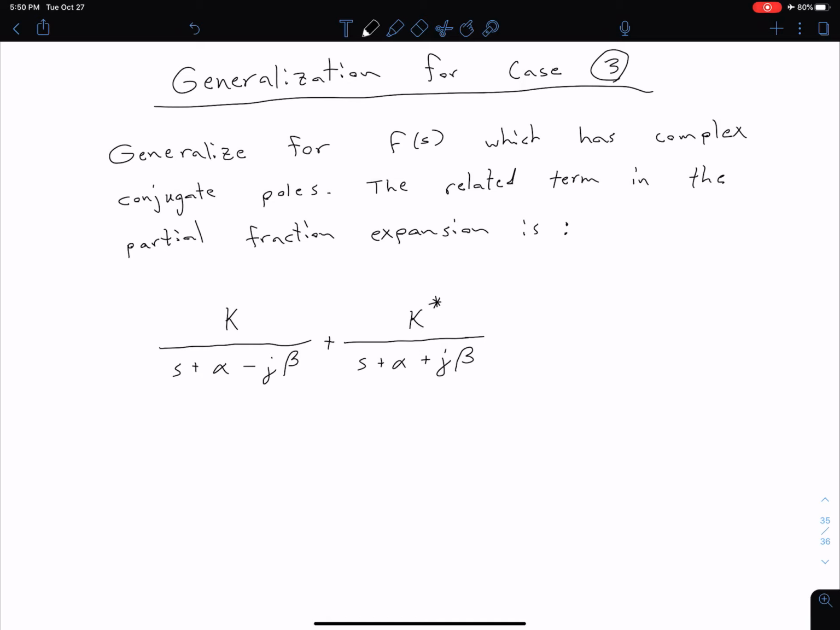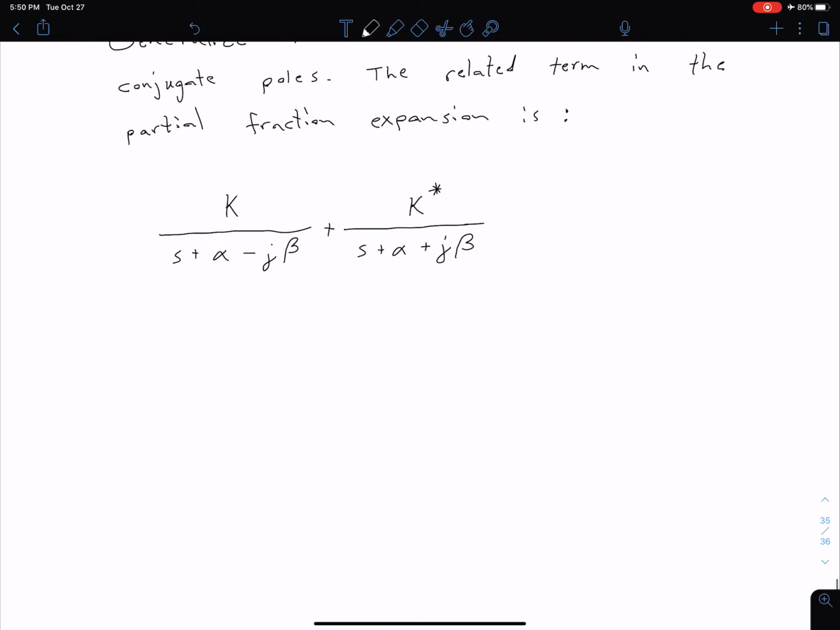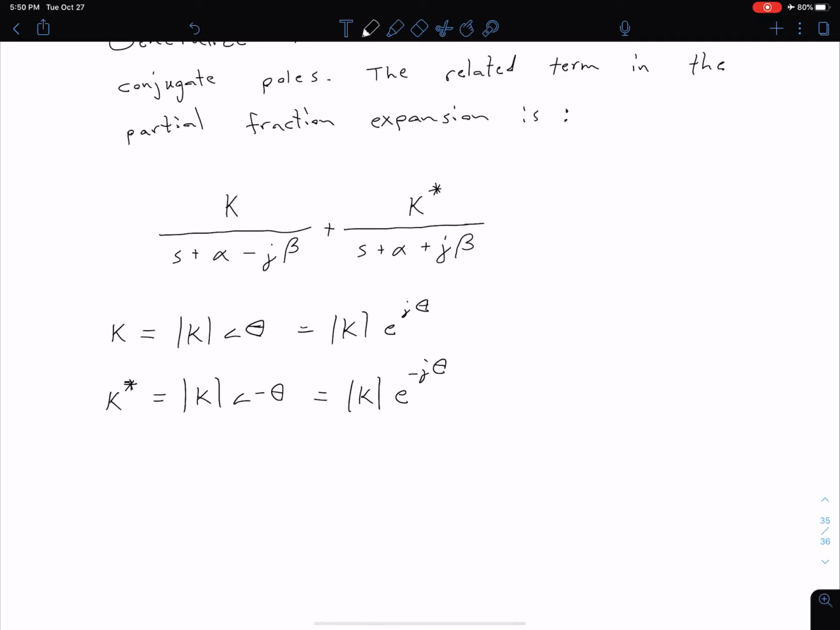We'll have K divided by s plus alpha minus j beta, plus our K star divided by s plus alpha plus j beta. And so this star notation indicates that this K star is a complex conjugate of K. And so to write that out more clearly, we can say that our K is equal to the magnitude of K, angle theta. We could also write that as magnitude of K times e to the j theta. So then our complex conjugate of K, K star, is going to be equal to the magnitude of K, angle negative theta, which we could also write as magnitude of K times e to the minus j theta.